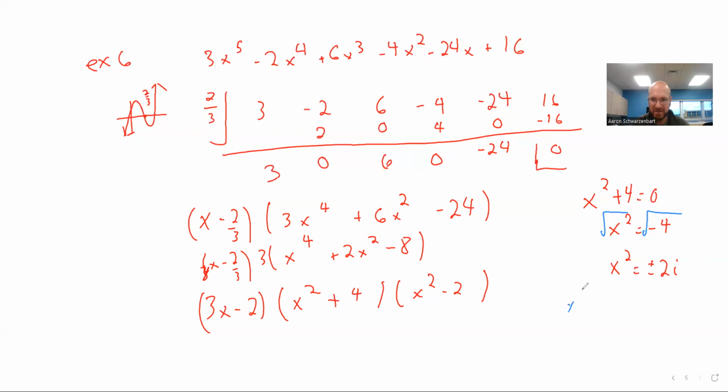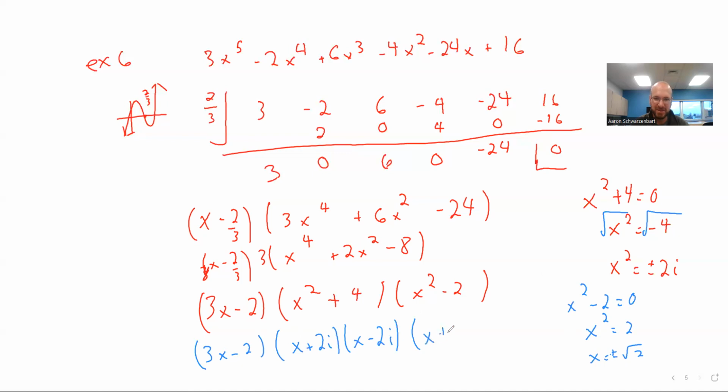This one, x squared minus 2 equals 0. X squared equals 2. X equals, when I square root both sides, plus or minus square root of 2. Giving me a result of 3x minus 2, x plus 2i, x minus 2i, x plus square root of 2, x minus square root of 2. And that is my result.